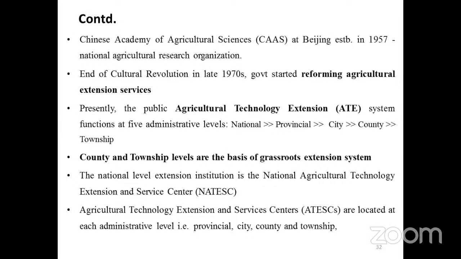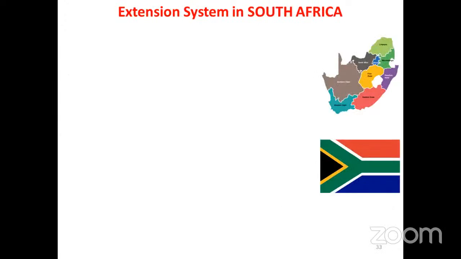Now if you look, they have this agricultural technology extension system, which works at 5 administrative levels: national, provincial, provincial meaning our state level, then city, county, and township. Here, these two terms are very important: county and township, because they are the basis of the grassroots extension system here. And again, the private sector has no role in advisory services. It is all reserved to the public sector only.